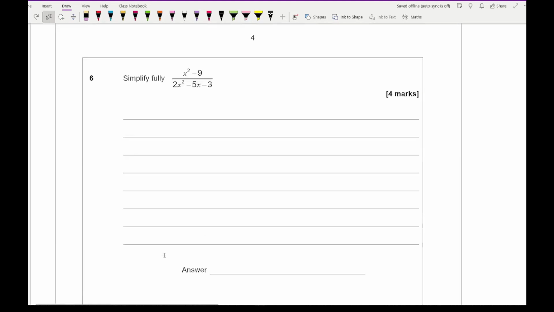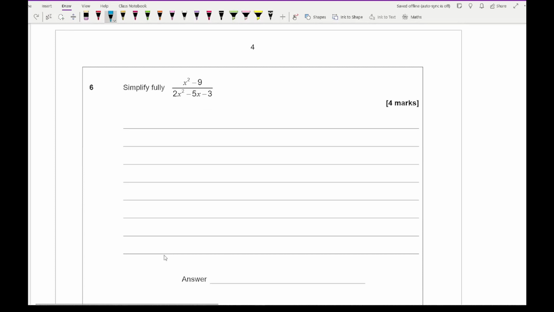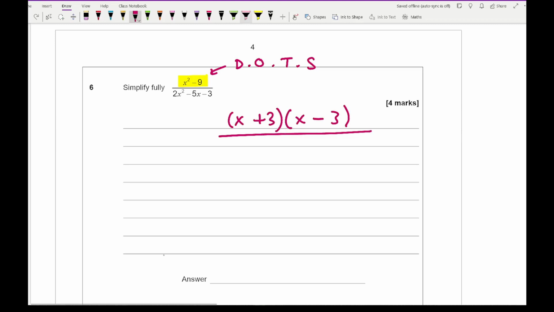Moving on to question 6, it says simplify fully x squared minus 9 all over 2x squared minus 5x minus 3. So looking at the top, that's a difference of two squares. So that's going to be x plus 3, x minus 3. And then this expression here, I need to use a magic number way. So my magic number here is going to be minus 6. So I'm looking for two numbers that multiply together give me minus 6, added together give me minus 5. So my numbers are going to be 6 and 1, and it's going to be minus 6.